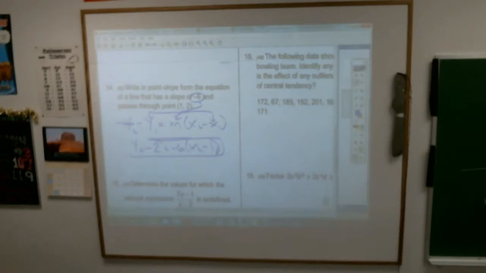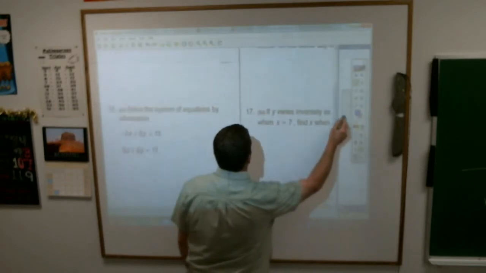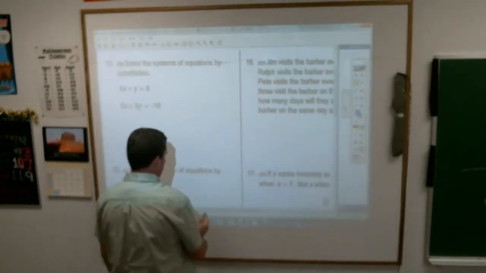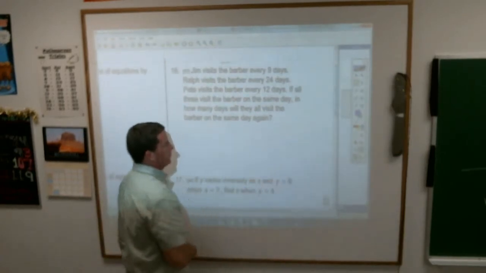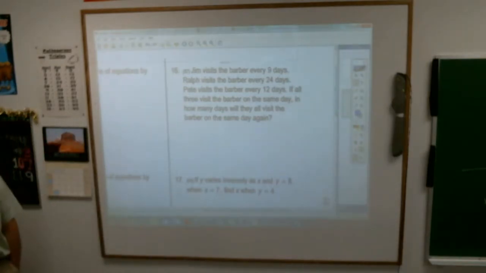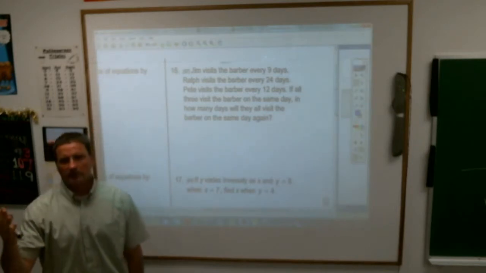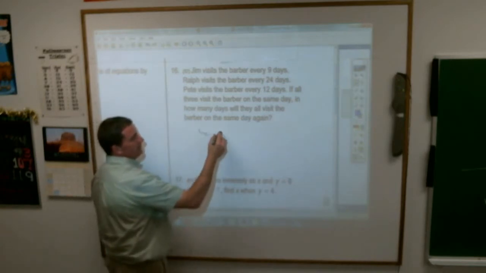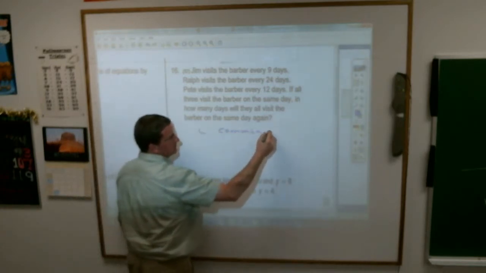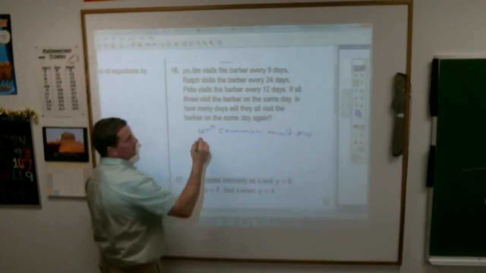Caroline? Do number 16. Oh yeah, this is a good one. This is a great math problem. Anytime you're asked in math, something only happens every so often, and something else happens every so often, and they ask you, when will they happen together? It's nothing more than finding their common multiples. Or you could think of it as the least common multiple.